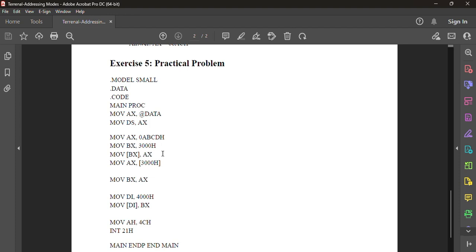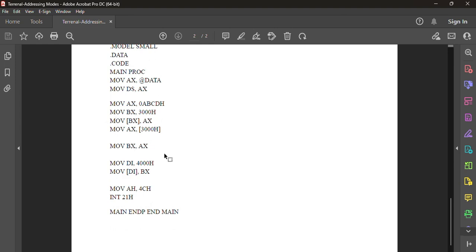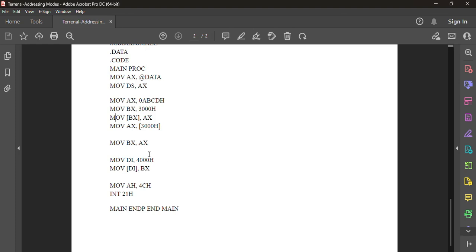We copied it between registers with register addressing, and then finally stored it back using DI with register indirect addressing. The key here is using a register as a pointer for storing to 3000H instead of trying to use direct addressing for the write operation.